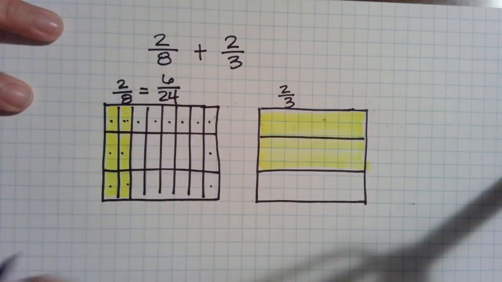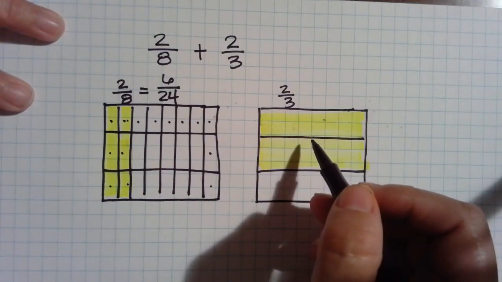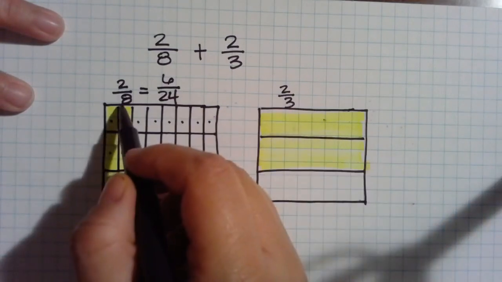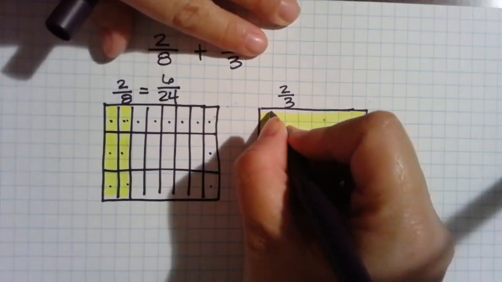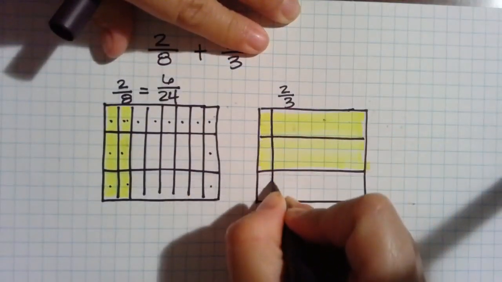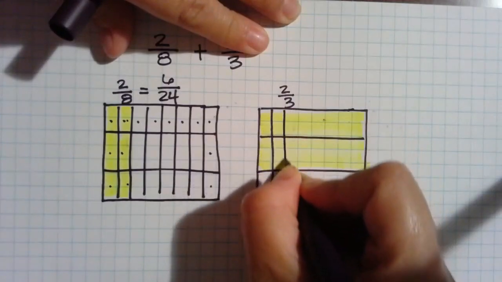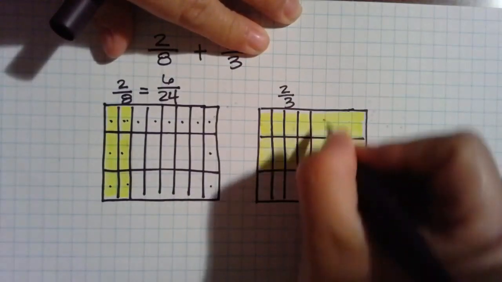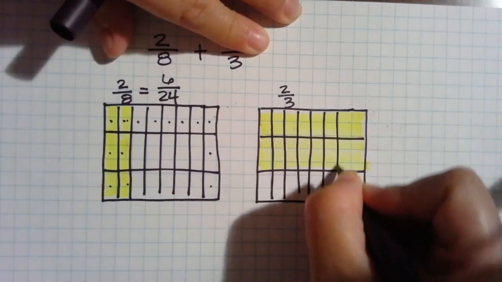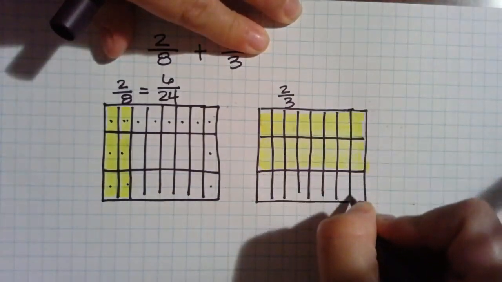Okay. And now I go and do the same thing for the 2/3. I use the other denominator, which is an 8, and I divide this box into eighths, but this time going vertically. 1, 2, 3, 4, 5, 6, 7, and 8.